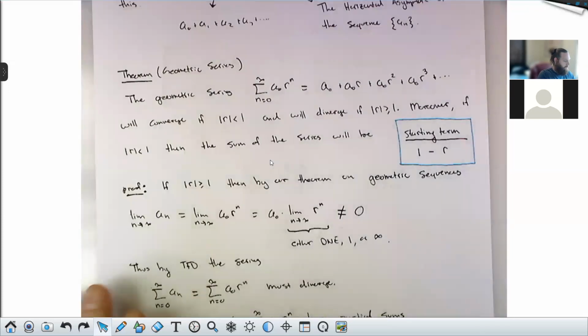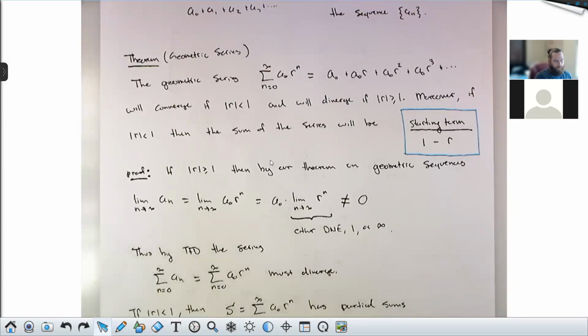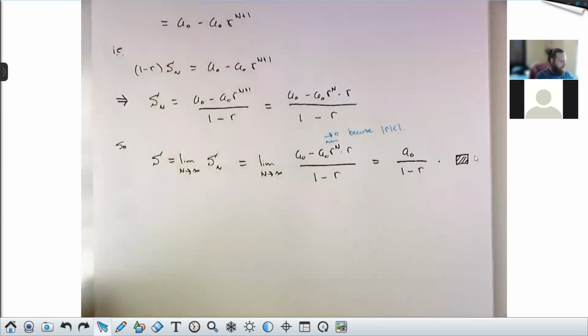And what the theorem said was, if you have a geometric series, it will converge if and only if the common ratio has absolute value less than 1. And in that case, the value of the series will be the starting term over 1 minus r. So let's try an example.